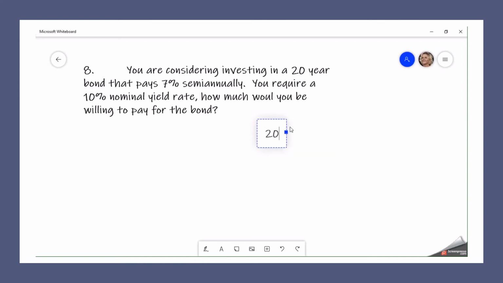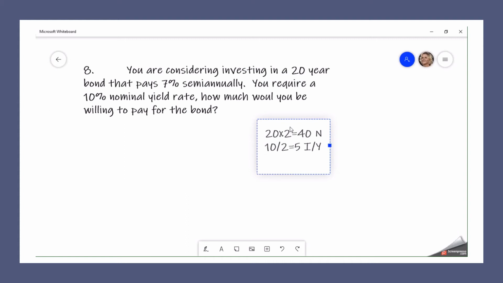So it's 20 years, but it pays interest semi-annually. So 40 is going to be our N. We require the nominal yield rate. So that is our IY. So it's 10% a year. Divide that by 2. We would require 5% each semi-annual period.